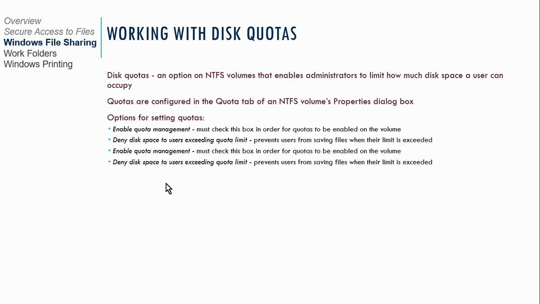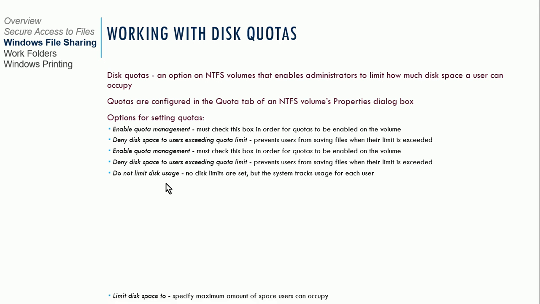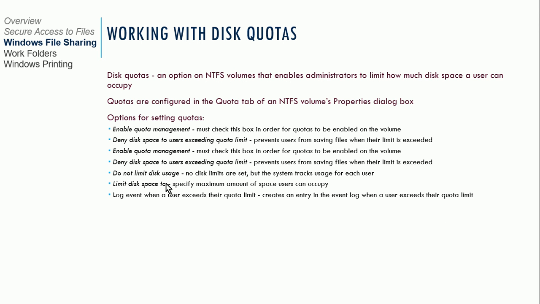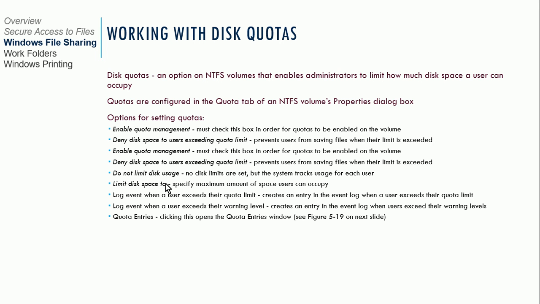Deny disk space to users that exceed their limit. You can also not limit disk usage, right? You just track what the users are storing. Or limit disk space to a certain amount, so you type in the amount that you want to limit it to. You can log an event when the user exceeds their limit, and you can log when they've exceeded their warning level. So it can do a warning when they reach a certain level, and it can deny access once they reach the actual limit for the quota.